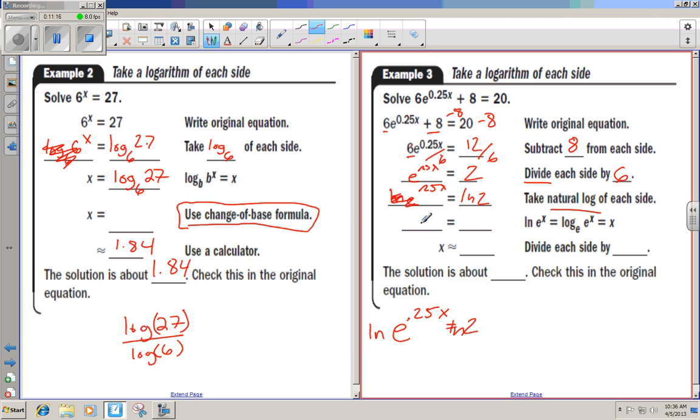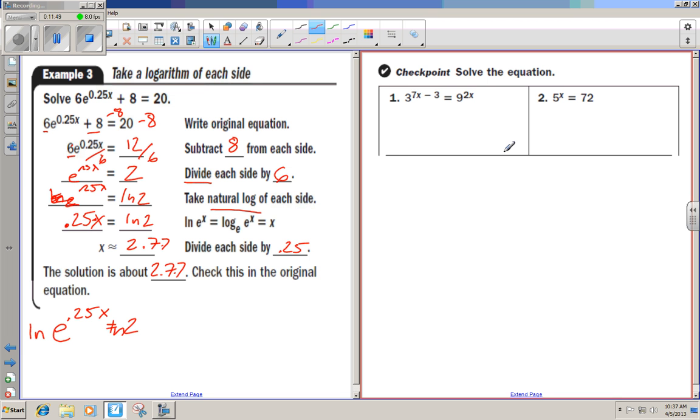The natural base and the natural log cancel. 0.25x is all that's left, and ln 2. Here, multiplication is going on between those two, so we divide each side by 0.25. When we divide each side by 0.25, we end up with approximately 2.77. You should check this by plugging it back into the original equation. We're going to move on here, though.